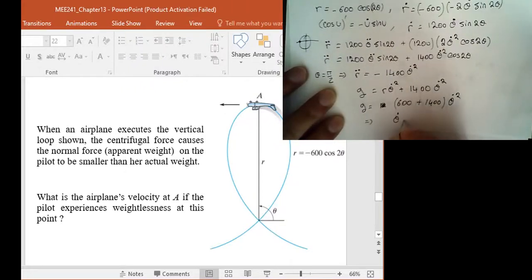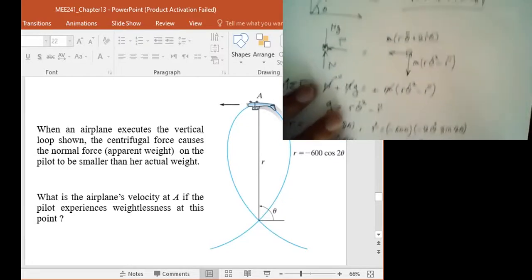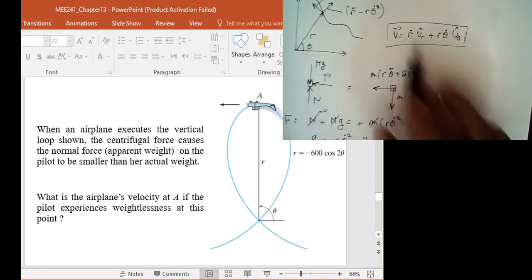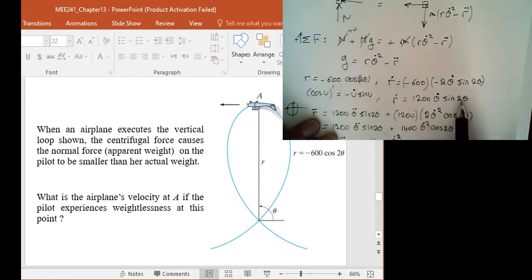So theta prime is going to be equal to square root of g over 600 plus 1400. So now we have our theta prime, right? But we are asked to find the velocity of the plane. How do I find the velocity of the plane? Well, I know theta prime and I know r. I still need to know r prime. What do you think r prime is? Well, r prime is equal to this guy, and sine of 2 times 90 is equal to 0. So r prime is 0.